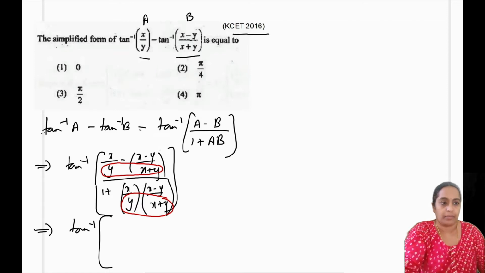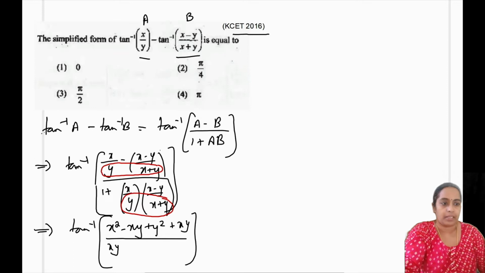So this is going to become x square minus xy plus y square plus xy. This is the numerator we get. The denominator will be xy plus y square plus x square minus xy. And the y into x plus y in the numerator and y into x plus y in the denominator will get cancelled. So now here again, when we look at it, tan inverse of x square minus xy plus y square plus xy divided by xy plus y square plus x square minus xy.